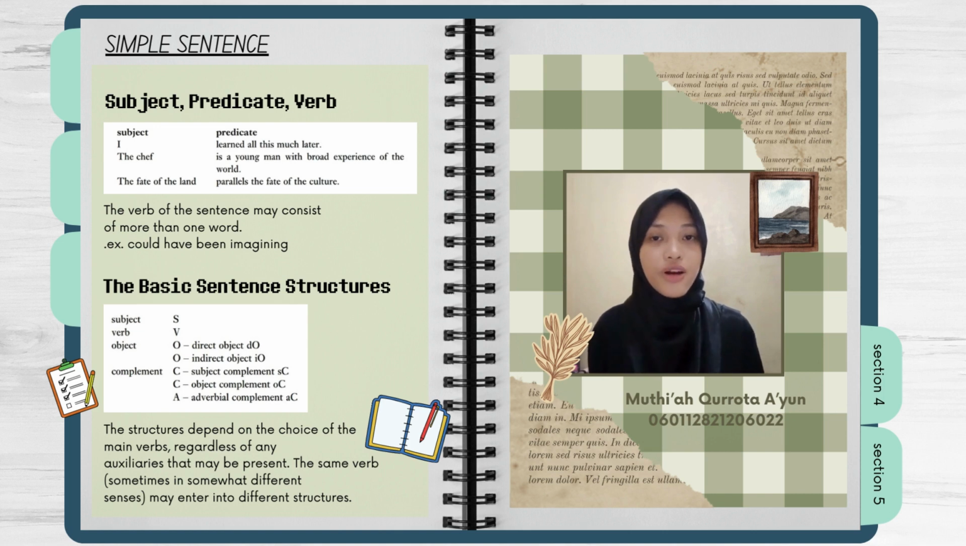Okay, I will now summarize what has been described so far. The following elements, which are major sentence constituents, have a function in the basic sentence structure. As you can see on the screen, there is subject, verb, object, which is divided into two, direct object and indirect object, and then complement: subject complement, object complement, and adverbial complement. The structures depend on the choice of the main verbs, regardless of any auxiliaries that may be present. The same verb, sometimes in a somewhat different sense, may enter into different structures.